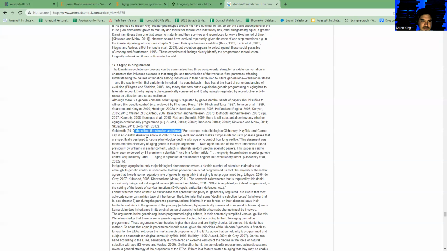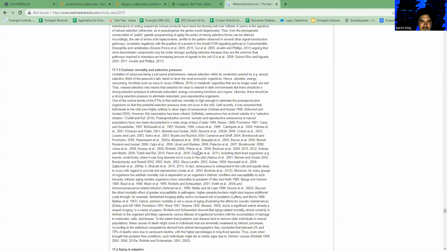Goldsmith describes the situation as follows. Impossible. Possess genes that are specifically designed to cause physiological decline with age or control how long we live. Genetic control only indirectly, and aging is a product of evolutionary neglect, not evolutionary intent. Bolshansky. Okay. Yeah, I didn't know he wrote that. All right.